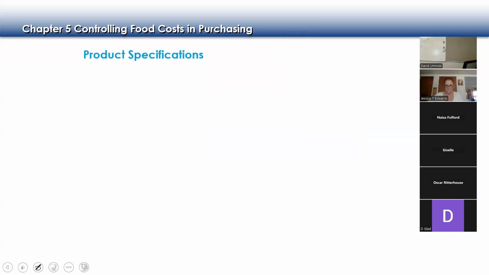We have two different characteristics of our product specifications. We need to know what our product specifications are when we purchase. Why do we need to know what our product specifications are when we're purchasing our ingredients? Quality, right? Well, quality is one of them. You got to know how much you get for quantity. Yep, so we have quality and quantity. Good.